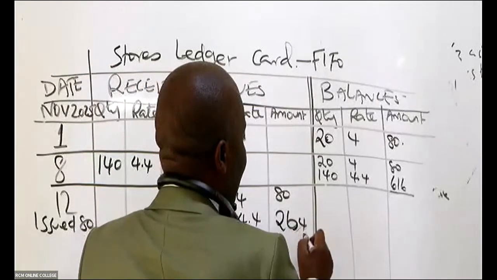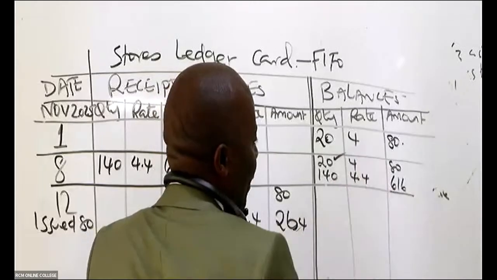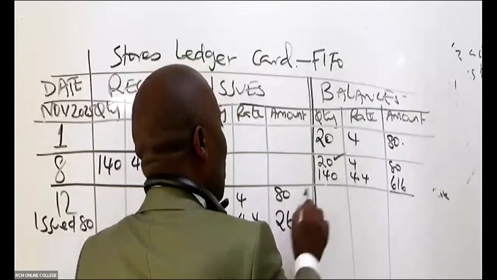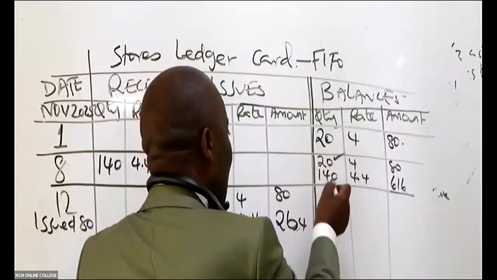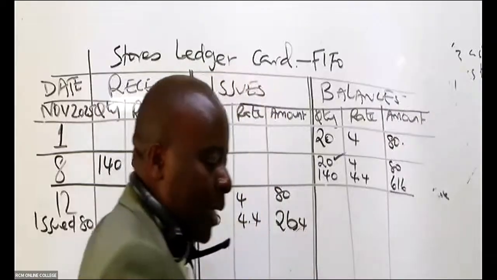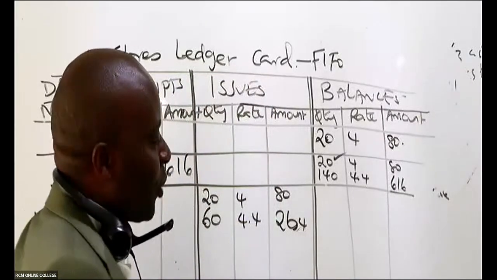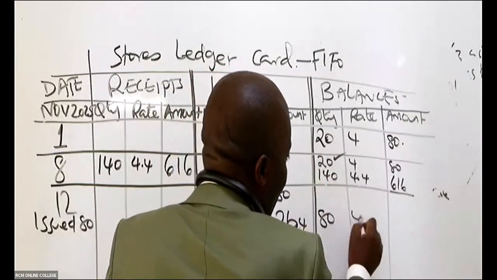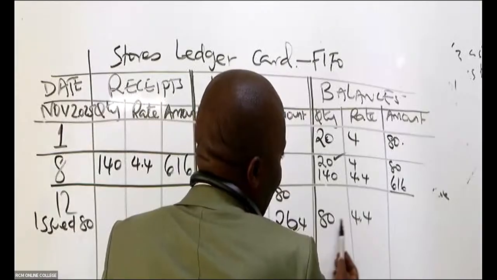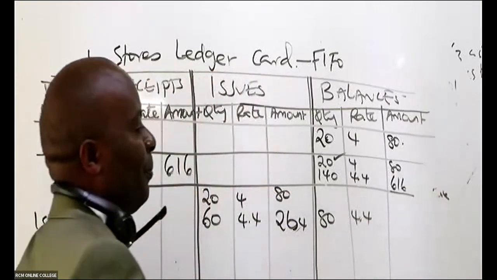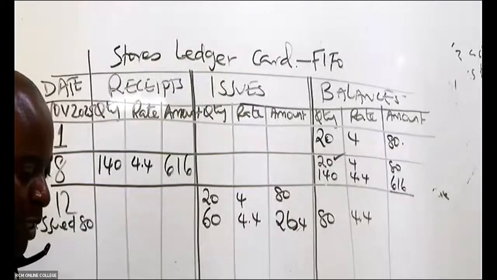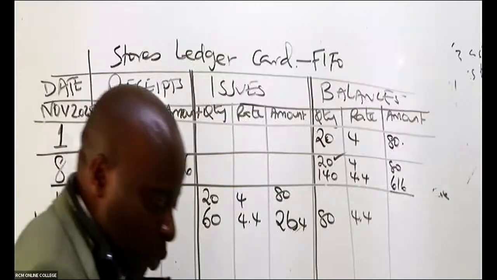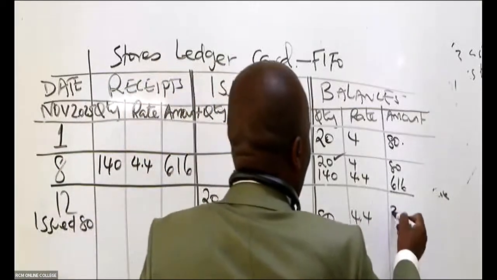So make updates in your balances. Remember the 20 went, and out of these 140, you took 60. So if I took away 60, how many are left in this 140? We have 80, and these 80, of course, are from this batch at 4.4. So what is 80 times 4.4? Please give me an answer, I'll write. My calculator is giving me 352, and that is it.